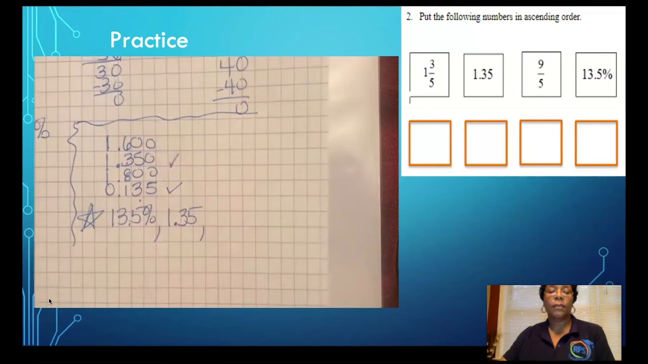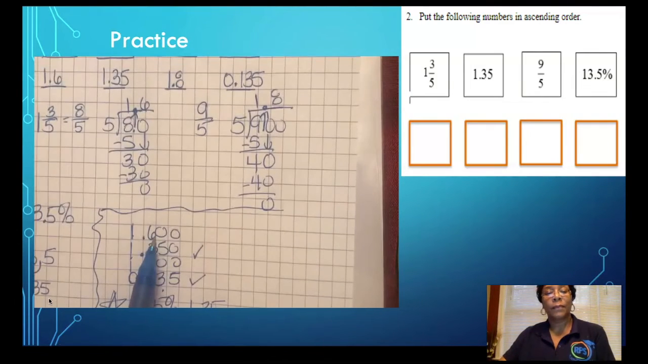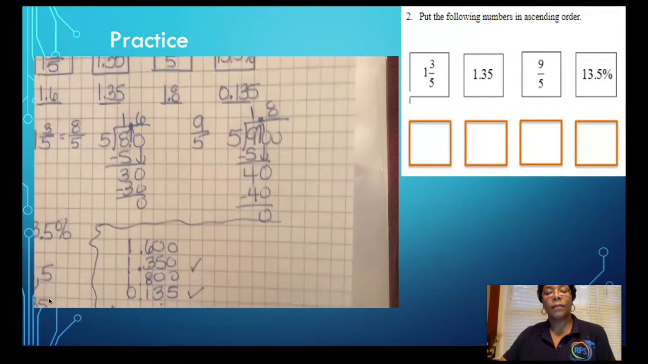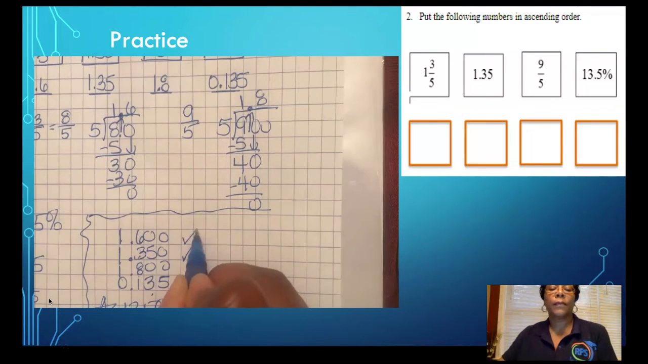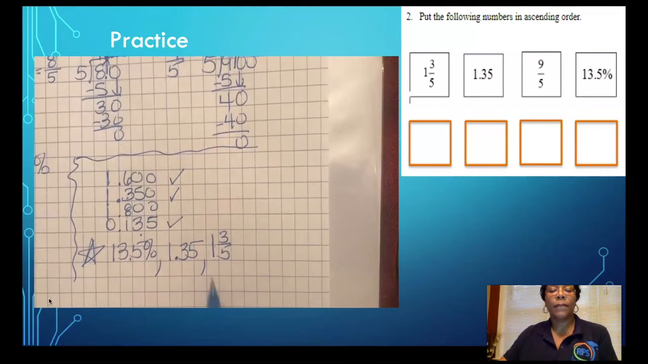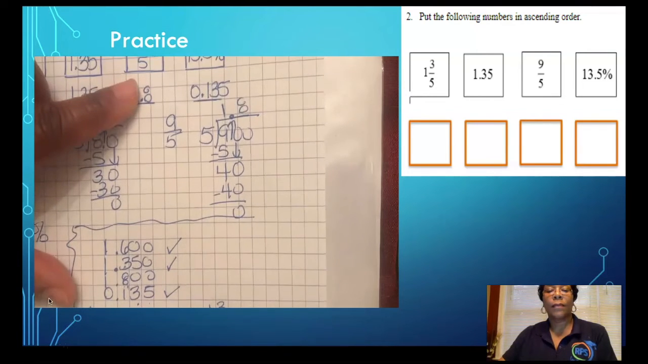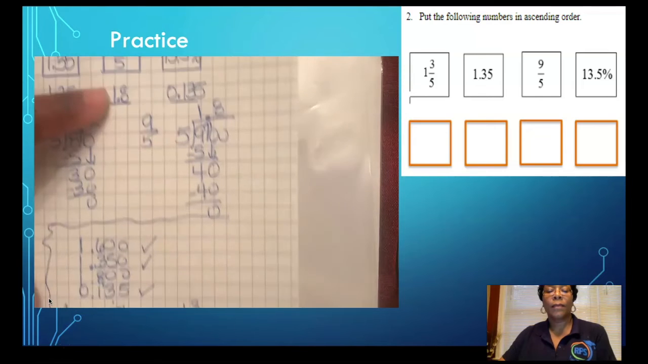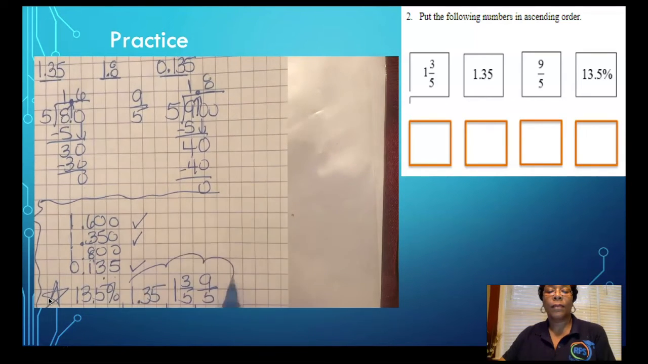Put my check mark because I've used it. Which one is the smallest? 6 or the 8? You guessed it, the 6. So what is that in its original form though? 1 3/5. So I'm going to place here 1 3/5. Check mark, and there's only one more left, which is the 9/5. So that's the only one that's going to be left, 9/5, which is 1 8/10. So I'm going to place my last number here. So this is my answer.